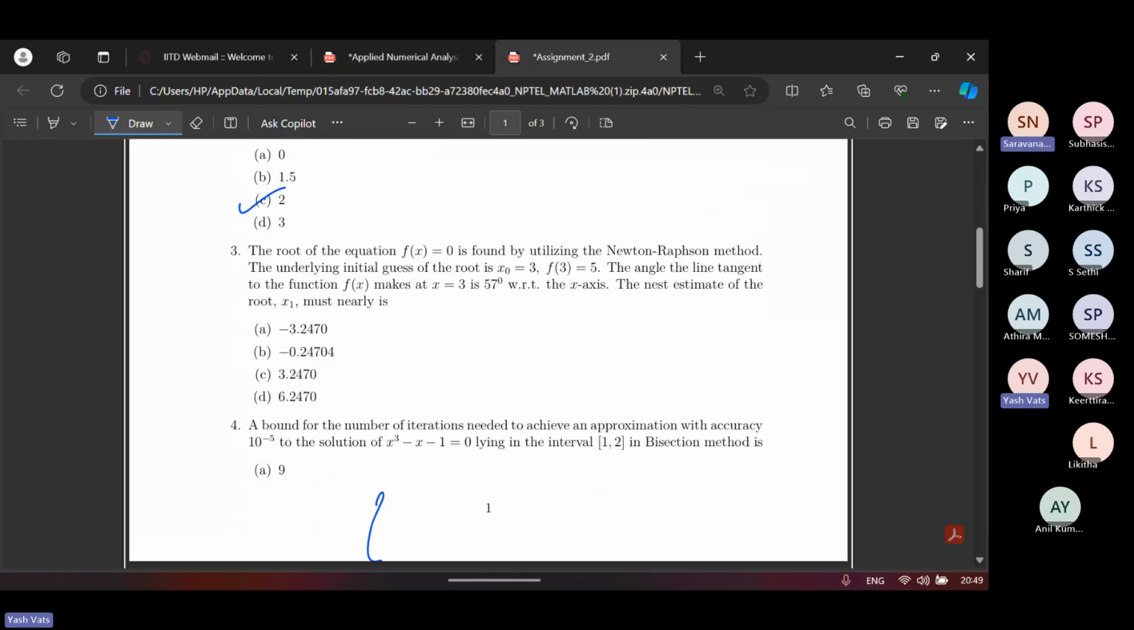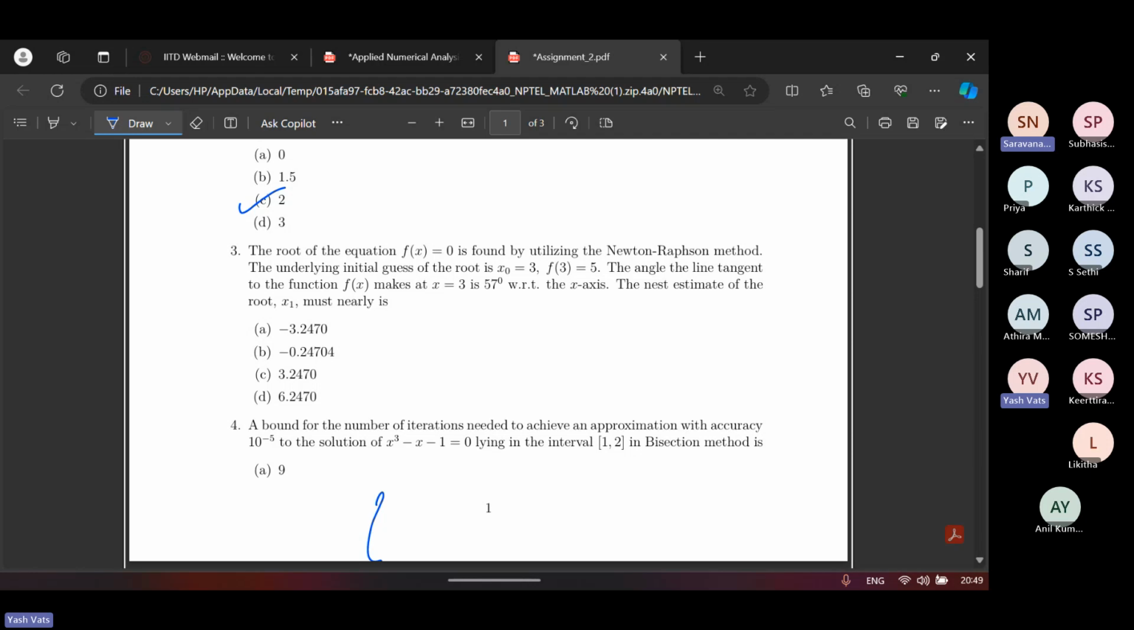So the root of the equation is found by utilizing the Newton-Raphson method. The initial guess of the root is this. The angle the line tangent to the function makes at x equal 3 is this, with respect to the x-axis. The next estimate of the root must lie nearly at what value? Do you understand the question? Yes. So they have given the function value directly, like x0 is 3, f of 3 is 5.